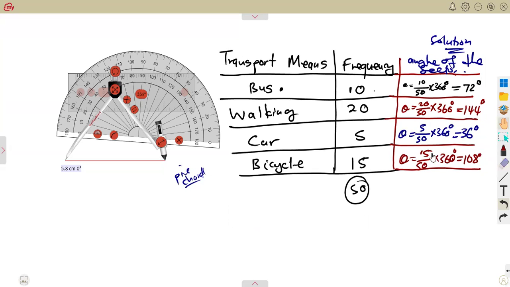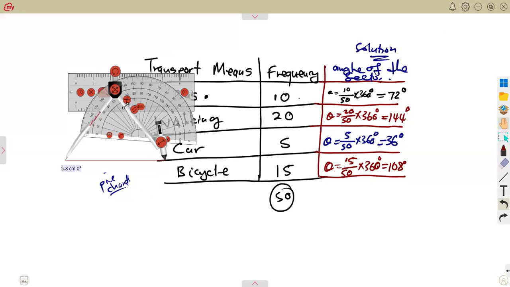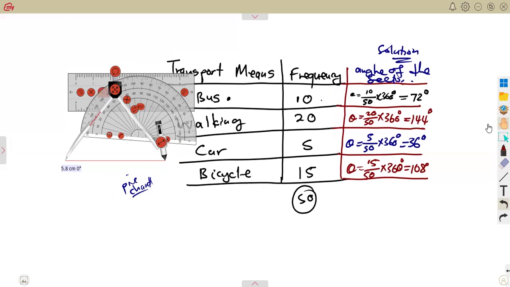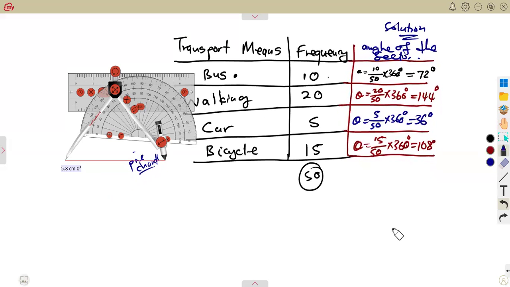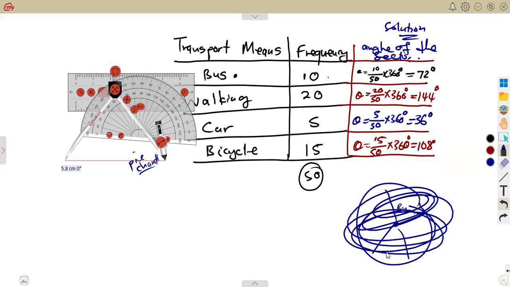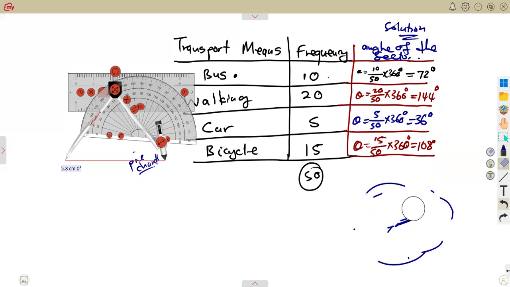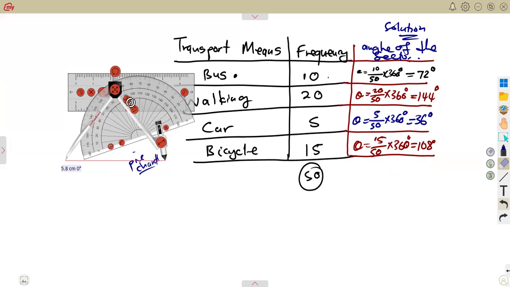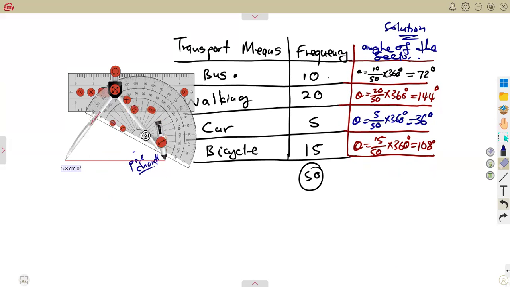And now to present, you are not going to take this information as it is, because you know it's a pie chart. You don't just draw a circle like this, take your ruler, and just present. No. You are supposed to measure every angle that you are given. That's why you are seeing these instruments that are here for measuring these angles.